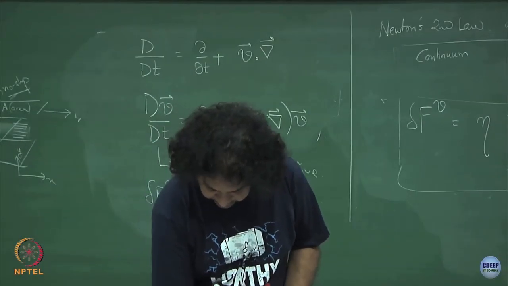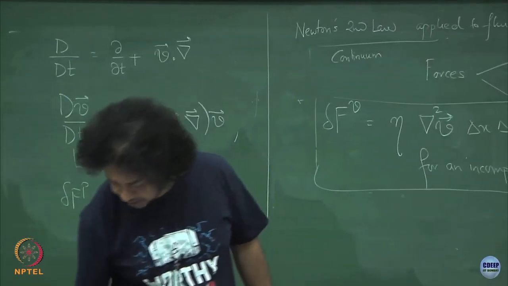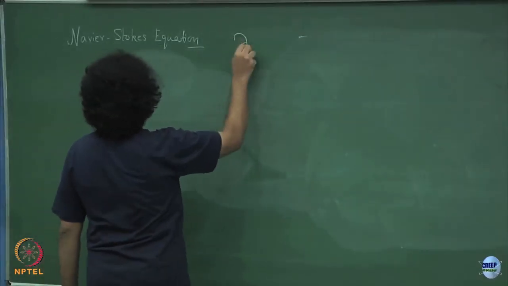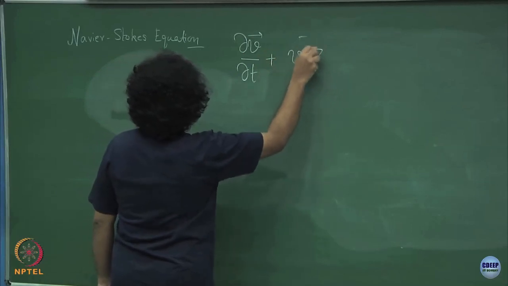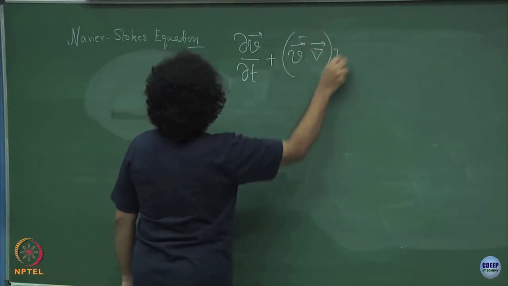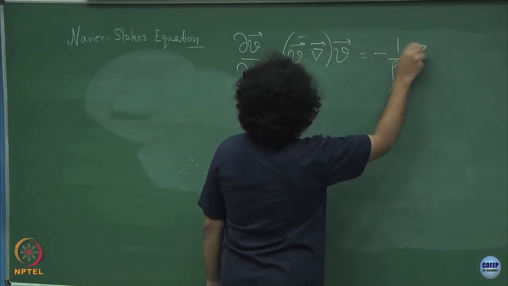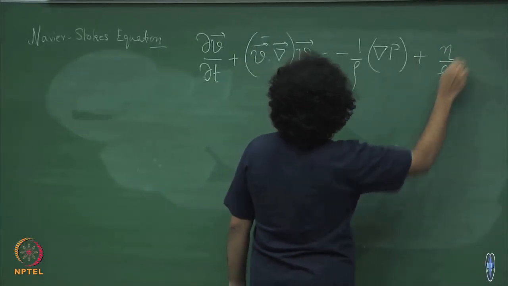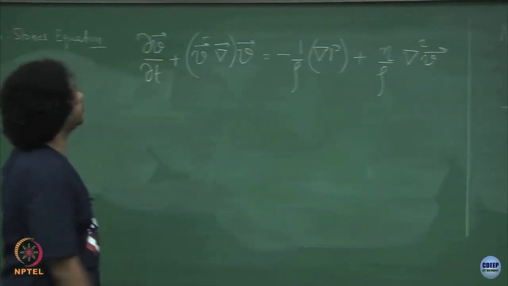So, now that I have the Navier-Stokes equation, let me precisely define what I mean by this Reynolds number. Let me write it nicely: del V by del T plus V dot del V is equal to minus 1 by rho gradient of P plus eta by rho del square of V. This is my Navier-Stokes.